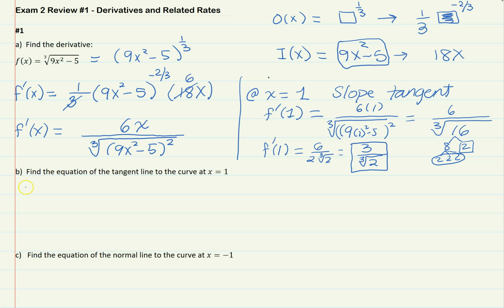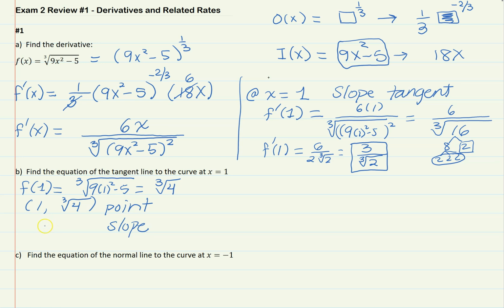Now, in order to find the equation of the line, we will need to know a point in addition to the slope. So when x is 1, the y value, which is f of 1, is going to be cube root of 9 times 1 squared minus 5. My brain is working faster than my hand can write. So that is cube root of 4. All right. So we have the point (1, cube root of 4). And the slope is 3 over cube root of 2.